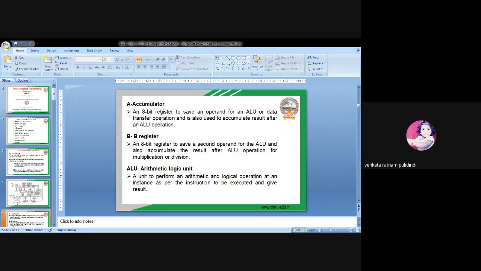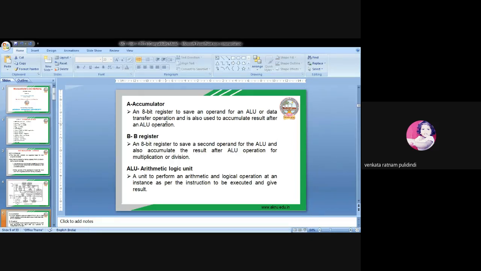Every instruction has some opcode. Therefore, the operands are saved in the 8-bit accumulator before performing the operation. Here the accumulator is the main register. It is involved in all the arithmetic and logic operations. It is an 8-bit register to save the operands for ALU or data transfer operations. It is also used to accumulate the result.